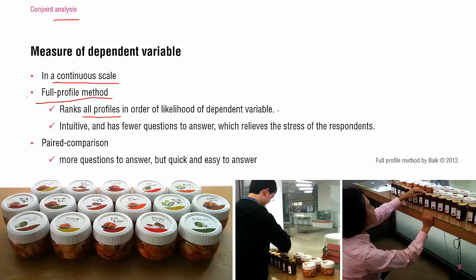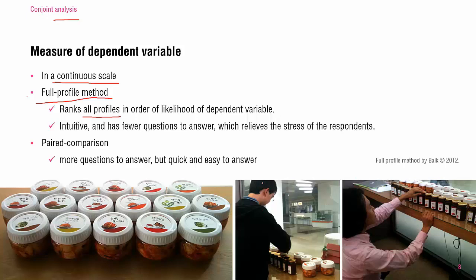In her case, she used the entire 16 possible combinations, but in case you performed the orthogonal design and managed to reduce the number of profiles, so you eventually obtain, let's say, 20 profiles, for these reduced 20 profiles you can also apply the full profile method by letting people rank these 20 profiles in order of certain criteria.